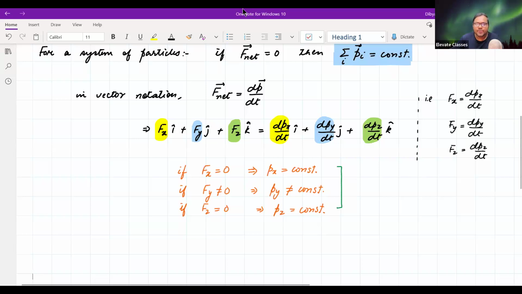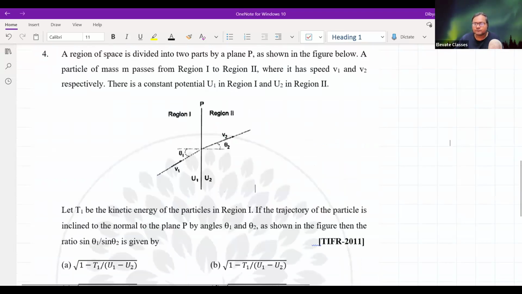This is a question from TIFR, and not that easy a question. I mean, it is actually easy, conceptually it's easy, but I'm not sure whether you will be able to connect the dots. But let's see, let's have a look once. All right, so this is a question from TIFR.